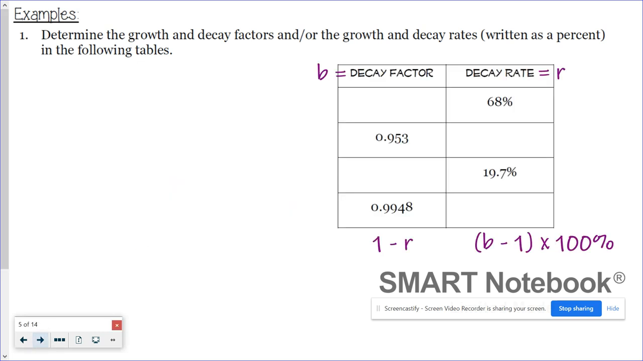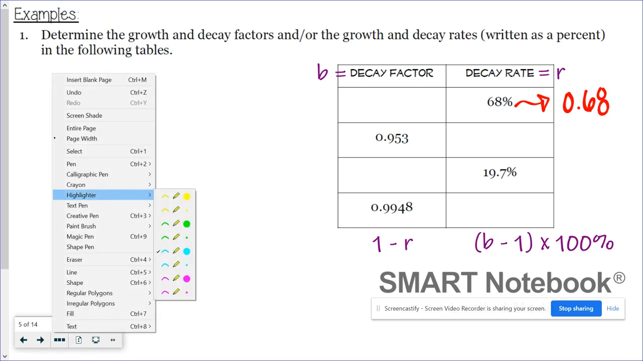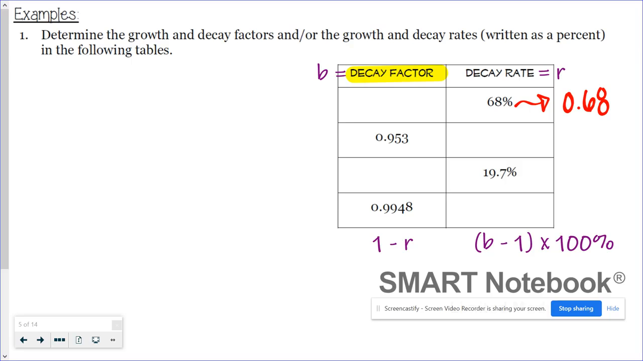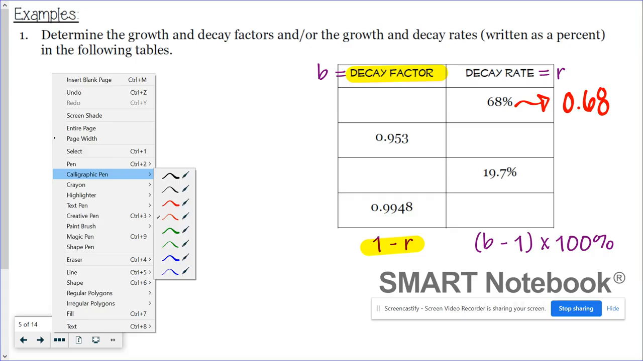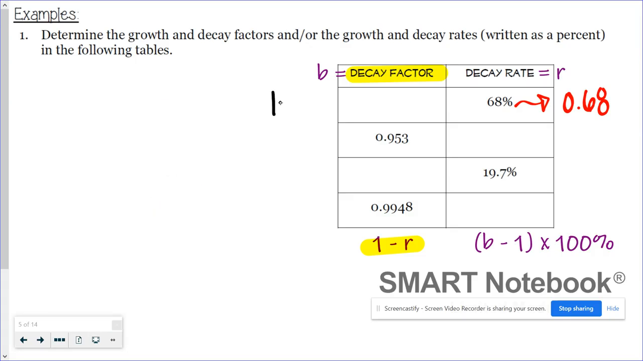So let's talk decay. I'm given a decay rate of 68%. I must first convert this into a decimal, moving the existing decimal point 2 to the left, so I'm looking at 0.68. To get the corresponding decay factor, I need to calculate 1 minus r. If I go 1 minus 0.68, I get a decay factor of 0.32, and that would be the b value in my exponential function.